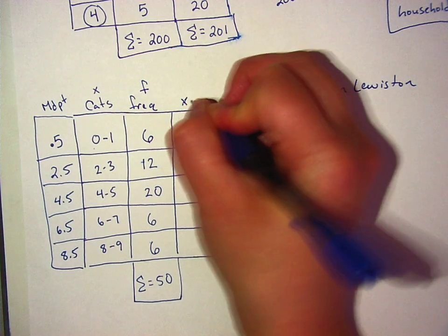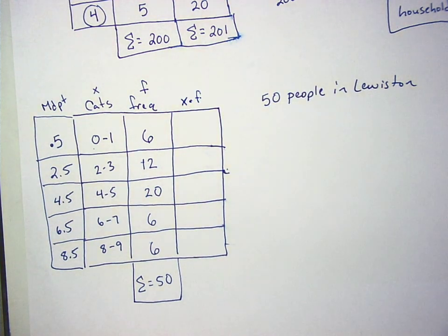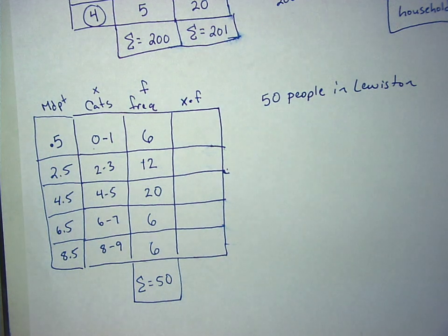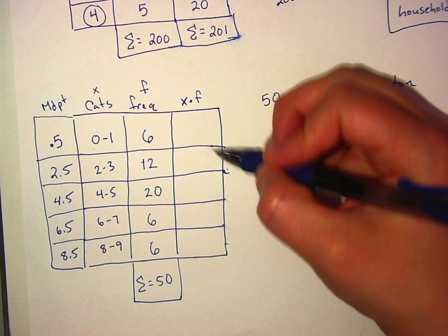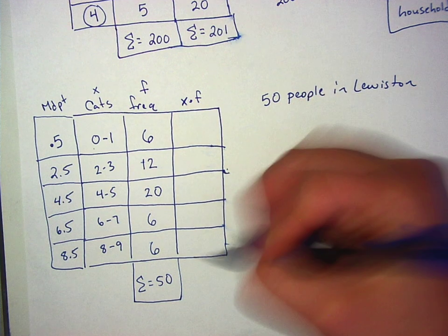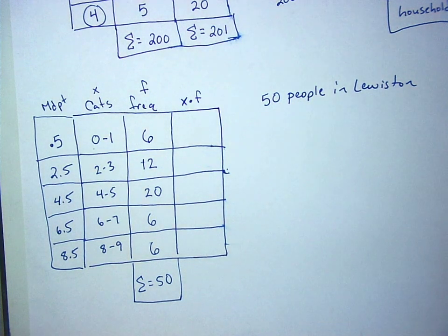Now this one, you're going to multiply x times f, and in the end, you're going to divide by your total. And this I want you to do with your partner, or your group. So turn to your group right now and figure out what the average amount of cats per household is in Lewiston for this made-up data. Something that might be a good idea, look up, is you might say, I'll fill out these first 3, you do those 2, and then you can do the math together. Go ahead, talk.